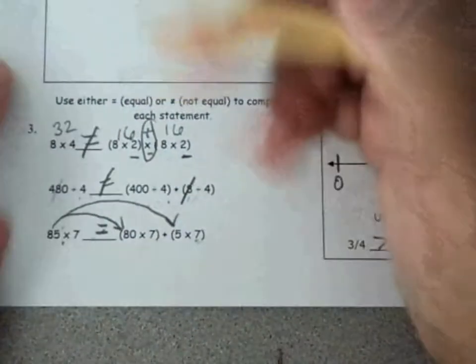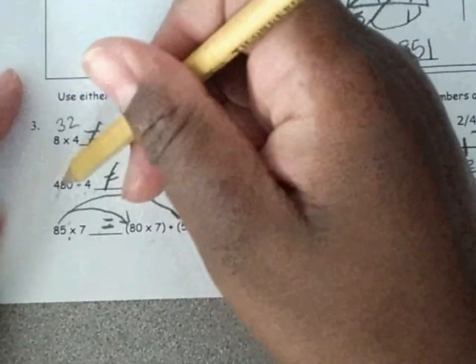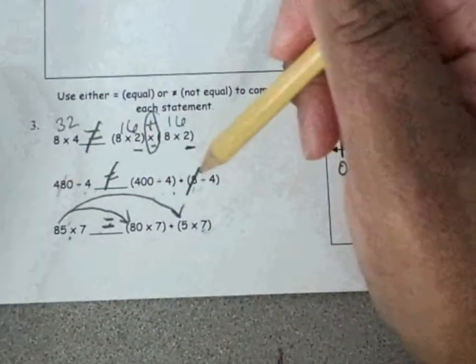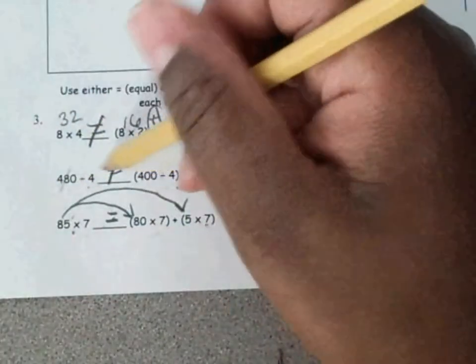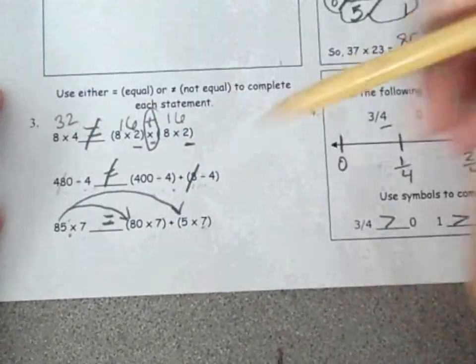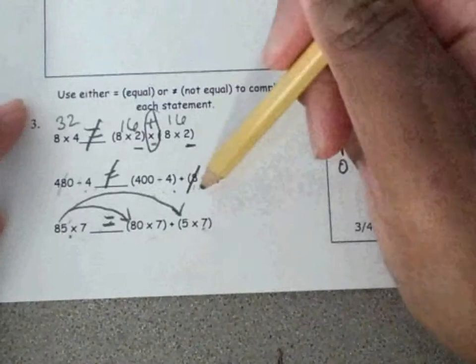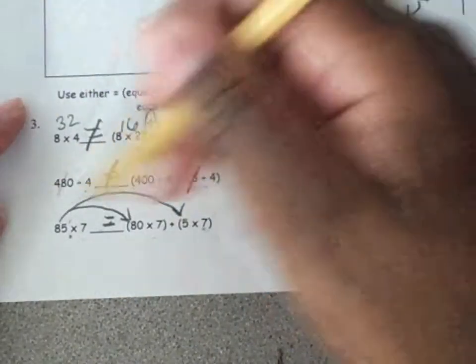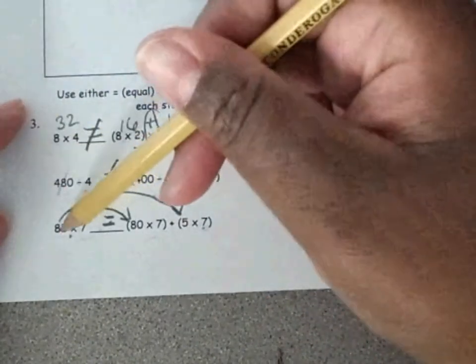Okay, so in this case I have 400, let me erase that so you guys can see that. That was from me doing this the first time. Okay, so 480 divided by 4. One thing I could do is distribute 400 and divide it by 4, and then 80 and divide it by 4, but this is an 8. It's not an 80. So they do not equal the same.